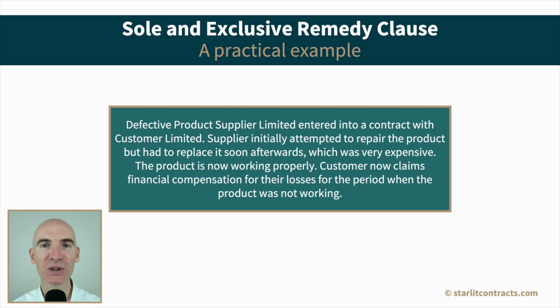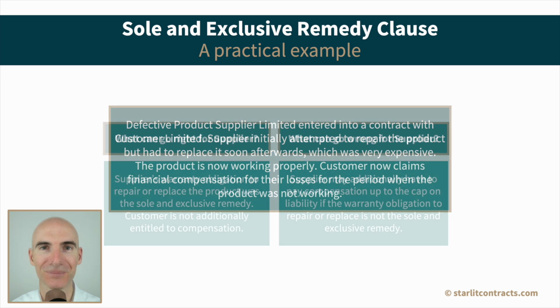Let's look at a practical example together now. Defective Product Supplier Limited entered into a contract with Customer Limited. Supplier initially attempted to repair the product, but had to replace it soon afterwards, which was very expensive. The product is now working properly. Customer now claims financial compensation for their losses for the period when the product was not working.